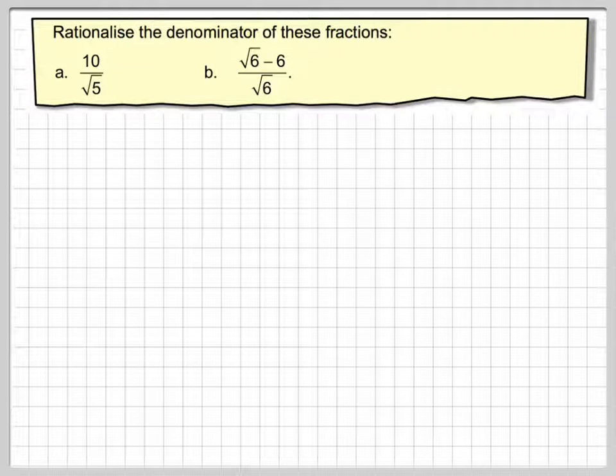Right, in this video we're going to learn about rationalising the denominator of a fraction. So it says rationalise the denominator of these fractions. It means (a) 10 over root 5 and (b) root 6 minus 6 over root 6. Well, what does it mean by rationalise the denominator?